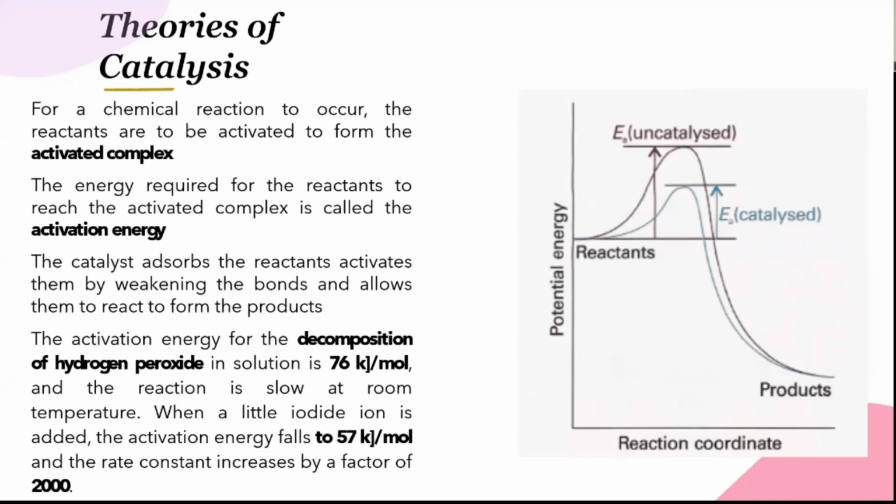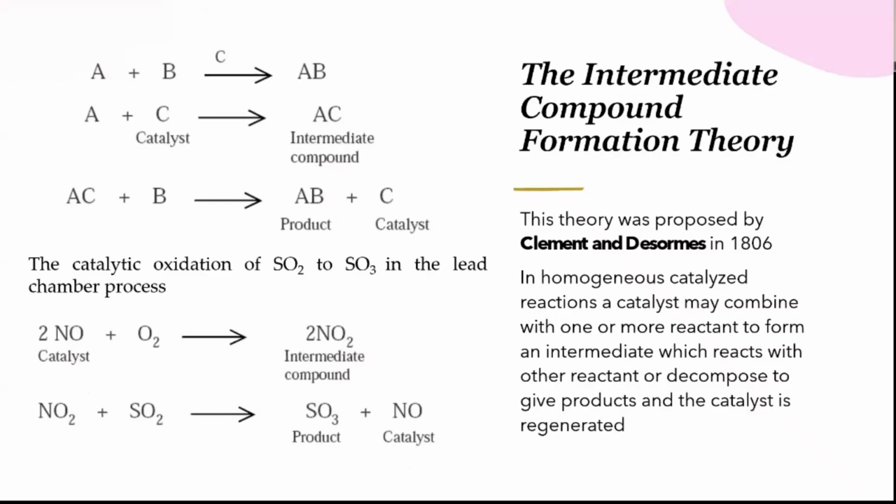Without a catalyst at room temperature, the activation energy value is 76 kilojoule per mole. If you add a little iodide ion to it, the activation energy falls to 57 kilojoule per mole. Then the rate constant, not the activation energy, the rate constant increases by a factor of 2000. Okay, because we know k is equal to A e to the power minus Ea by RT from the Arrhenius equation. There are two theories.